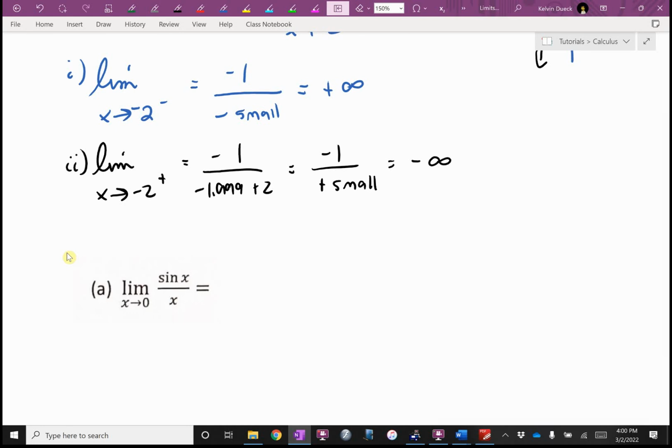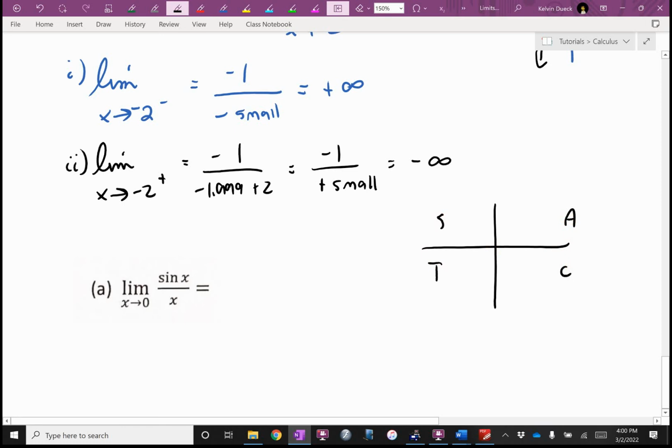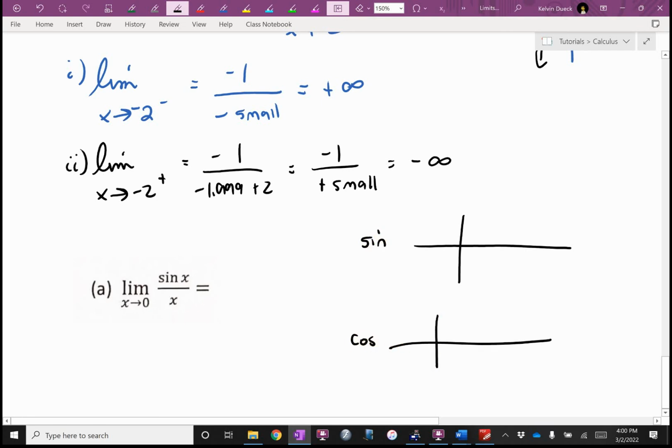Probably in Pre-Calc 12 this fall, you probably did something called the CAST rule, and you probably did the unit circle, and in theory, I hope you also did the sine graph and the cosine graph. Did you look at the sine graph and the cosine graph? Oh, some of you did it last year? Okay. What's the sine graph look like?